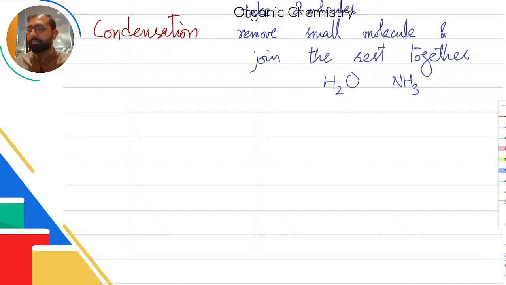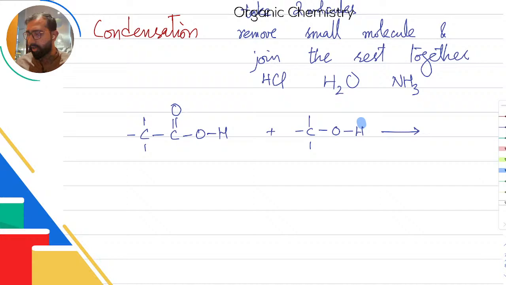All right, so let's take an example. I have a carboxylic acid, okay, and I have an alcohol. I see them and I'm like, wait a minute, I could remove H from one of them, OH from the other one, and that will make water, right? And join the rest.